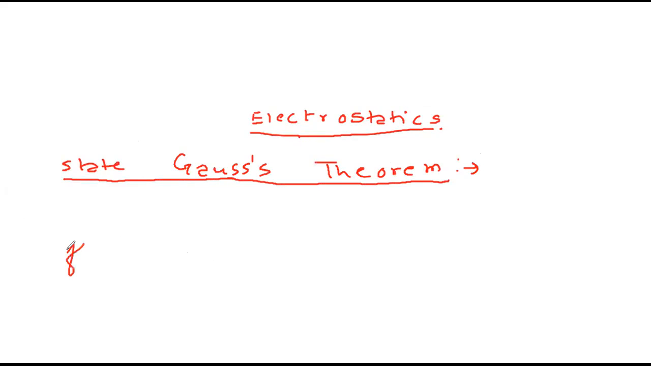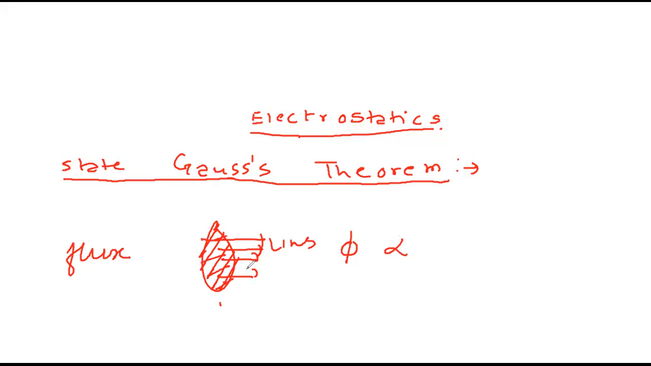Have you heard about flux? Anybody has heard about flux? Yes, sir. Total number of electric lines which are perpendicular to the coil is called flux. The total number of electric lines passing perpendicular to the surface of a given conductor or coil is called flux. It depends upon E, electric field, and area. So we say it is proportional to E into area into cos theta, because we want perpendicular lines. Till this it was in 11th.